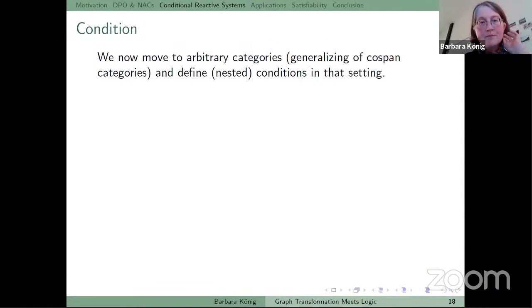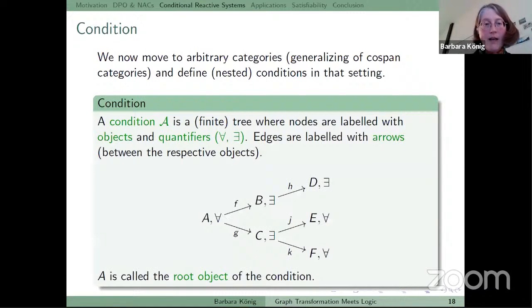Okay, so next, I now want to move away from these negative conditions and go to general nested conditions, but now over arbitrary categories in an arbitrary reactive system setting. So what is a condition now? I said I want to nest things now. A condition is a finite tree where nodes are labeled with objects. So these here are nodes, and they're labeled with objects of my category, graphs. Think of them as graphs.